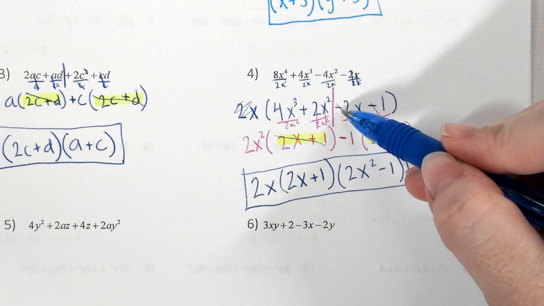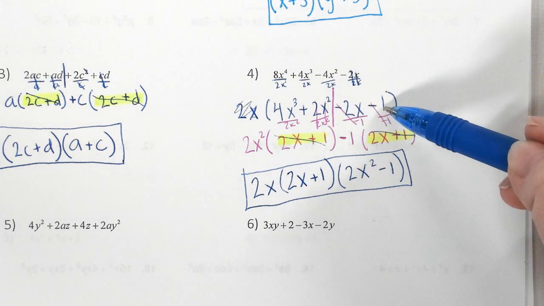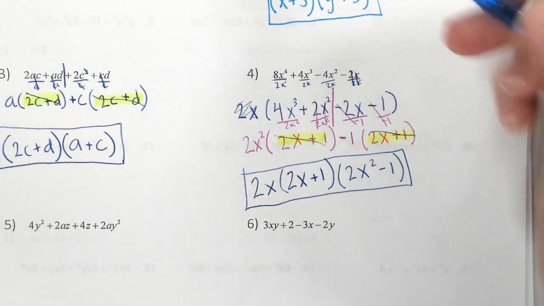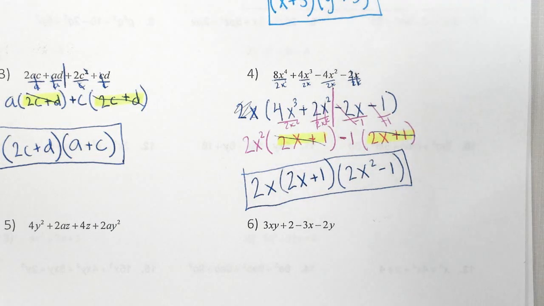Because the first term was negative, so I had to take out a negative. And then there's nothing that goes into 2 and 1 other than 1, and you have to take out something. So that's your fourth point. If there's no GCF, you have to take out a 1. So we took out a 1.